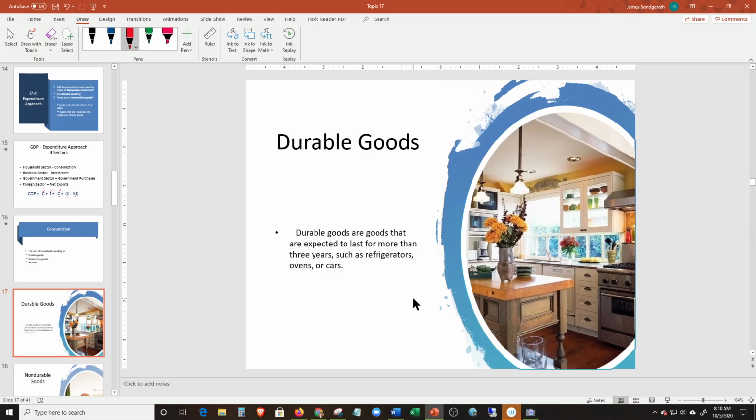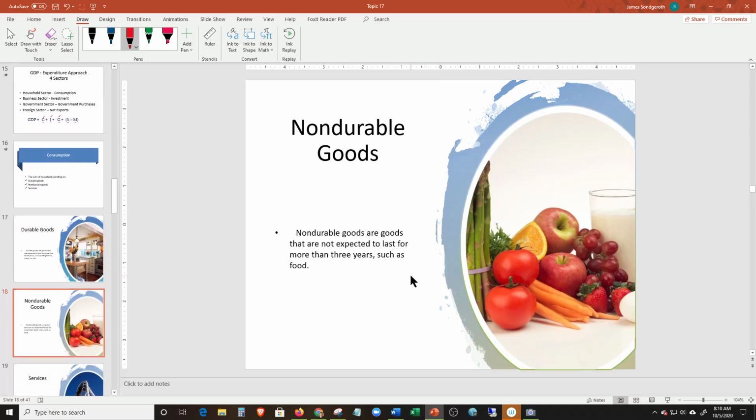Every time I give a lecture on this, I think, gosh, most of my clothes are durable then, because I've had them for more than 3 years. But I think you get the idea. They don't mention apparel here, but that does seem to be durable. But it is counted as a non-durable. Non-durable goods are goods that are not expected to last for more than 3 years, such as food, okay?